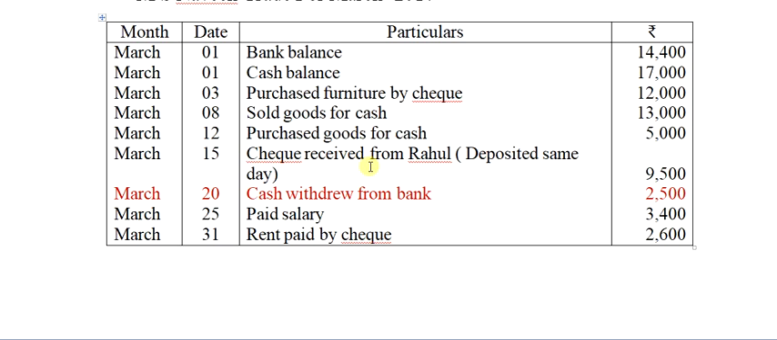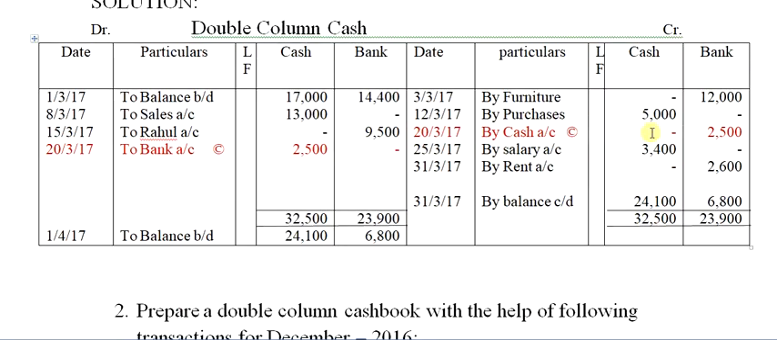So this check is received, no? What happens when we receive the check? Our bank balance increases. So it should be taken under which side? Debit side. So automatically, debit to Rahul's account. From which person are we receiving? Rahul. We are receiving to Rahul's account. How much is the check? We are receiving 9,500. So this 9,500 increases, my dear students.